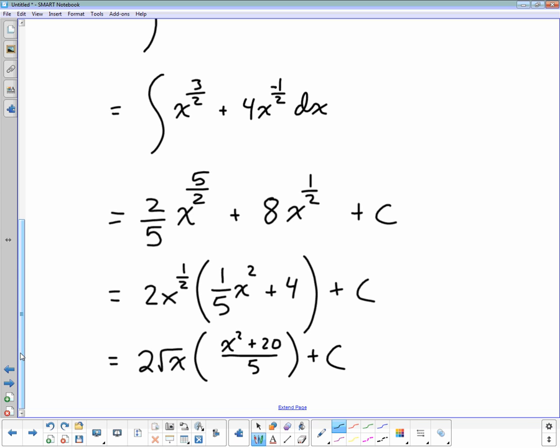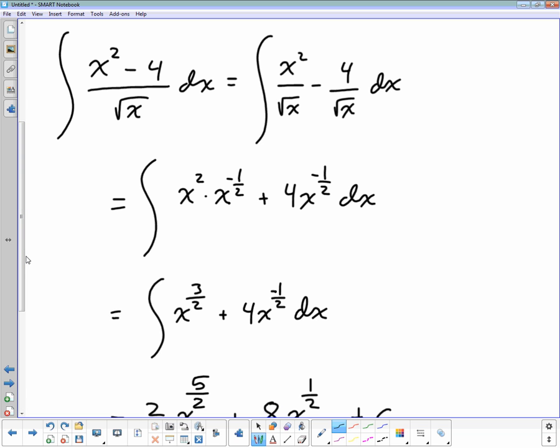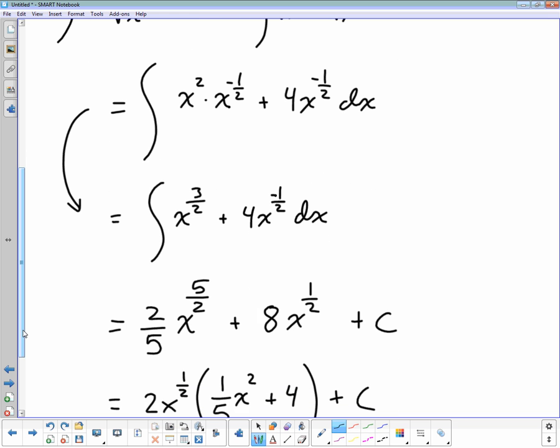Now you had a question, Becca? From here to there? Okay. I just combine my exponents, 2 minus 1/2. And then that didn't change. And then to go from here to there, I did the integration. I added 1 to the exponent. It's the power rule, right?